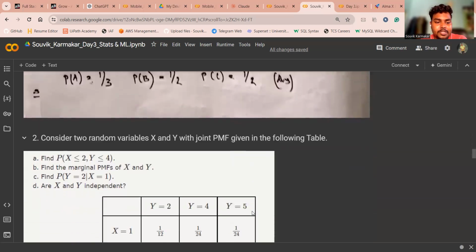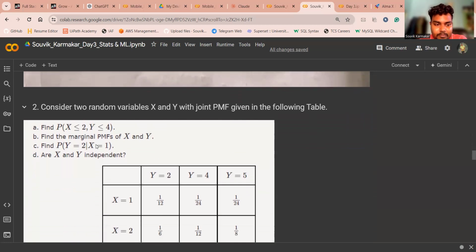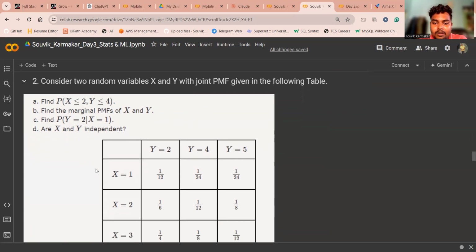The second question is: consider two random variables X and Y with joint PMF, where PMF is the probability mass function, given in the following table. We have to calculate the following. Find the probability of X less than or equal to 2, comma, Y less than or equal to 4. Find the marginal PMF of X and Y. Find P of Y equals 2 and X equals 1. And at the very last, we need to state whether X and Y are independent or not.